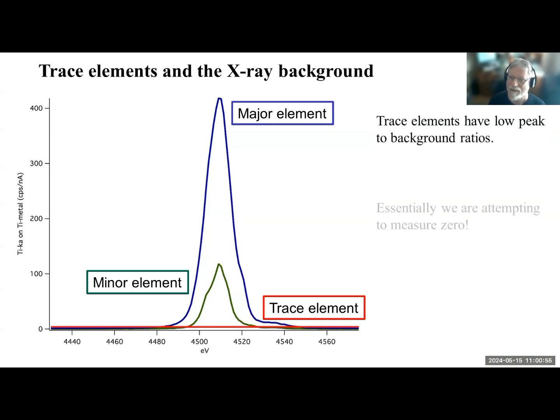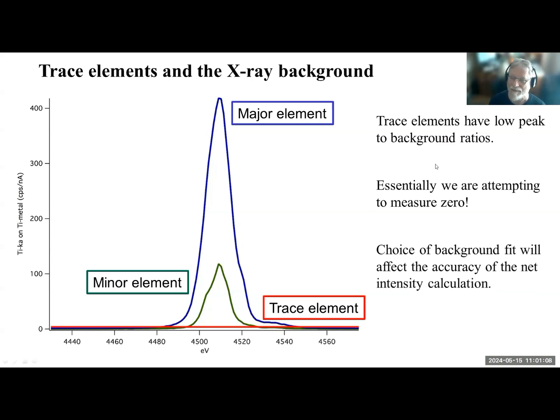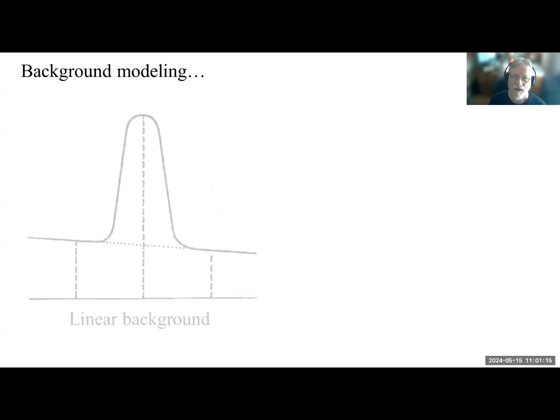So we want to see these trace elements, and what we're really trying to do here is essentially measure 0 when we're doing a trace element. And the choice of the background is going to affect that accuracy. Okay, the choice of the background fit. So you need to have lots of choices in this because it varies. So let's talk about background modeling.